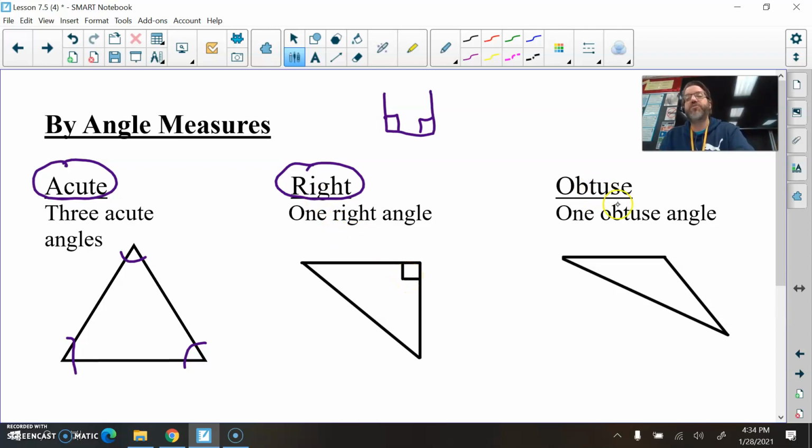And an obtuse triangle has one obtuse angle. Look how large this angle is here. It almost looks like a coat hanger. If I were to hang a hook like, there you go, hang up your shirt now. Yeah, that's an obtuse triangle right there because it has an obtuse angle.